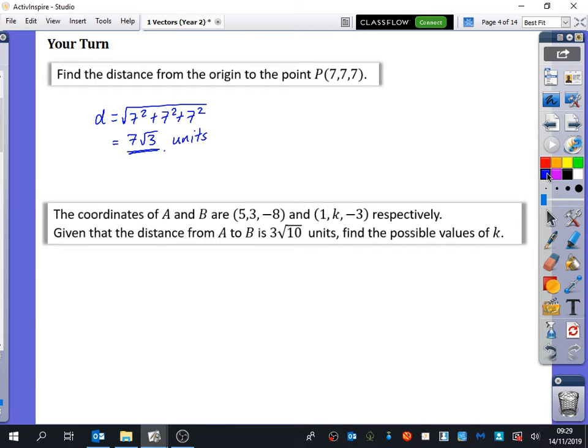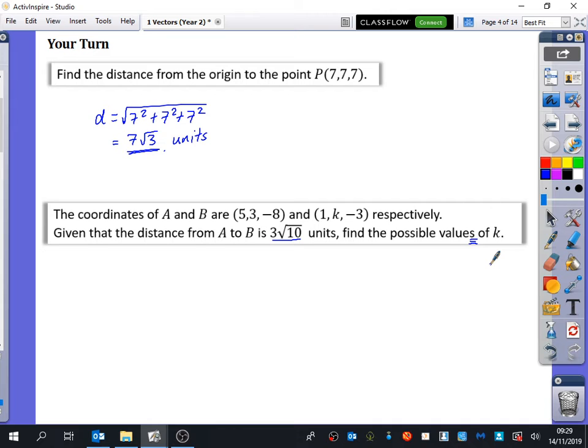Okay. If you haven't finished this second part off, I think it's worth us talking about this as a class. So we've been told that there are 2 coordinates A and B. We've been given both of the coordinates, and as soon as we see this one, we've obviously got an unknown value that's in there. But they tell you that the distance between them is 3 root 10 units, and it says find the possible values of K. Ronak said, oh, it definitely says values, which means I'm going to have 2 answers.